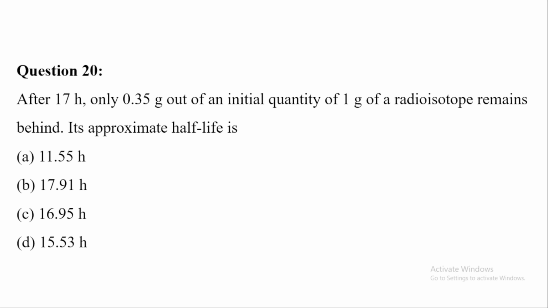So 17 hours. 0.35 grams is N, right? So N is equal to 0.35 grams, which is equal to N0, that is 1 gram, e raised to the power of minus lambda into t. T is 17 hours. So 0.35 grams is equal to e raised to the power of minus lambda t, that is 17 hours.